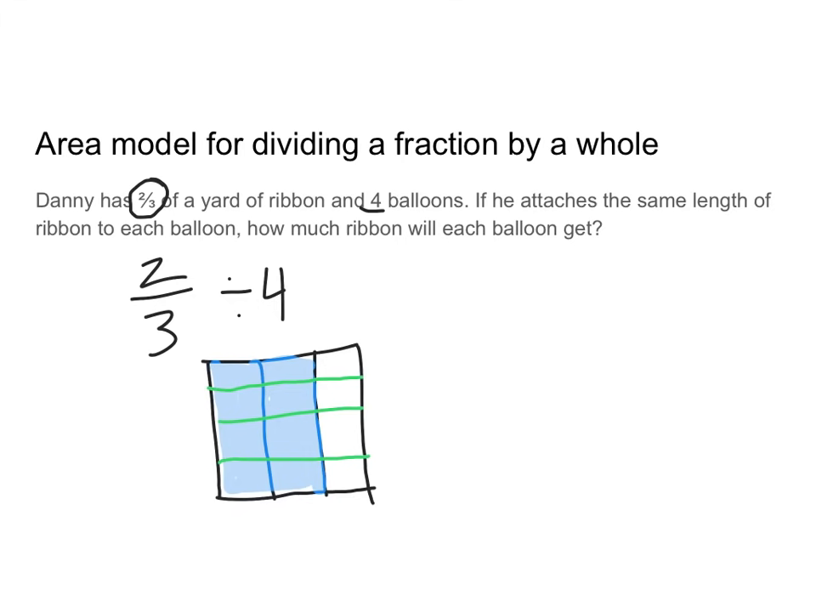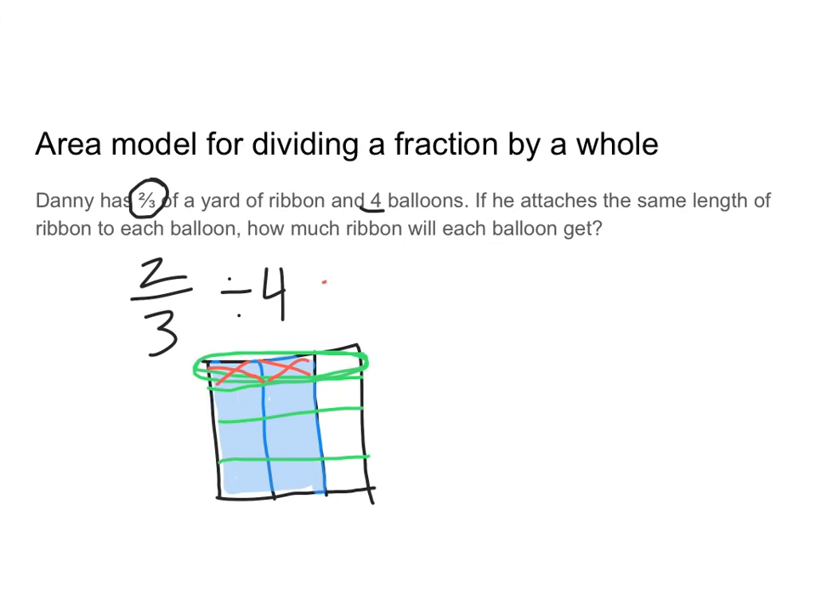This should remind you of what we did when we multiplied fractions. It looks really similar, right? So we're breaking it up into 4 pieces, and I just want one of those pieces because I'm dividing it by 4. And what that leaves me with is these 2 sections right here. 1, 1, 2.